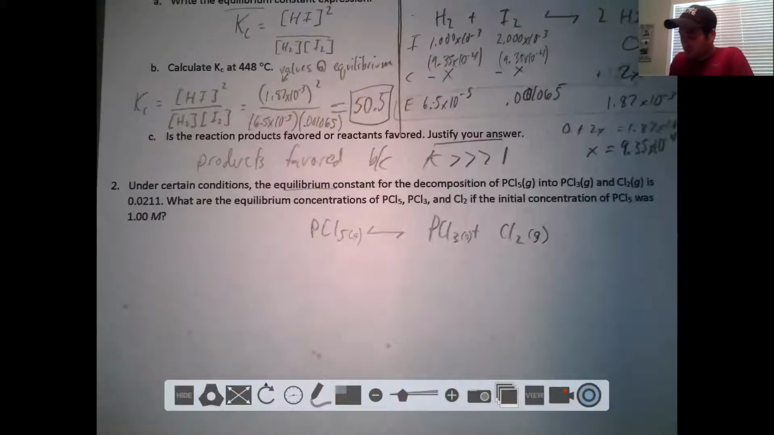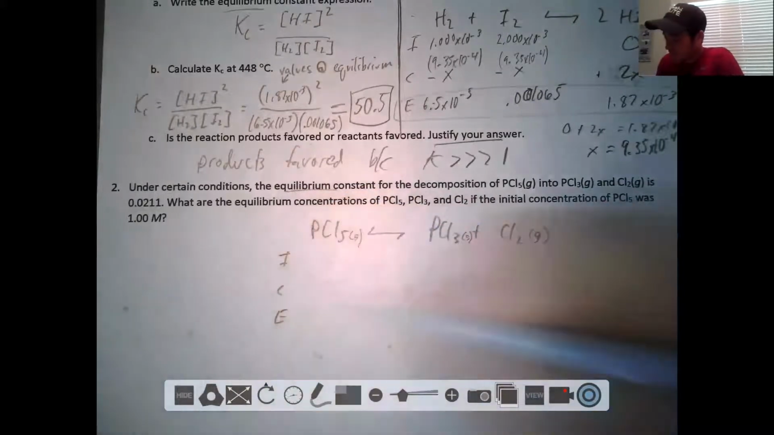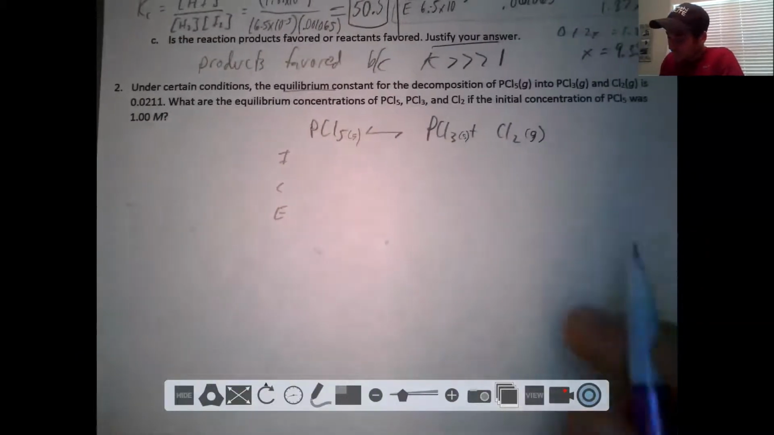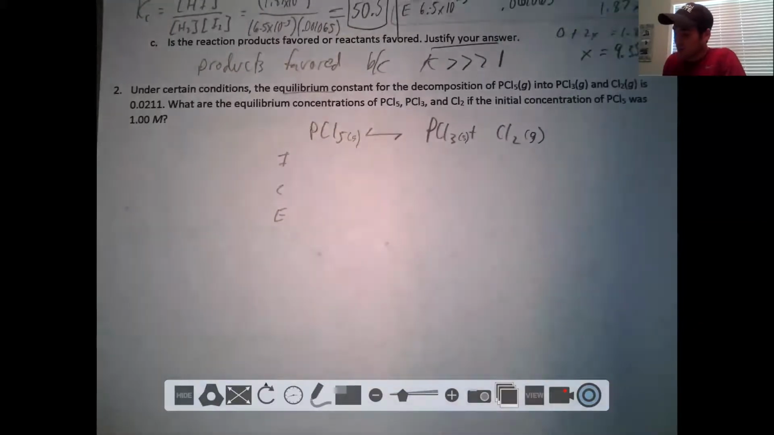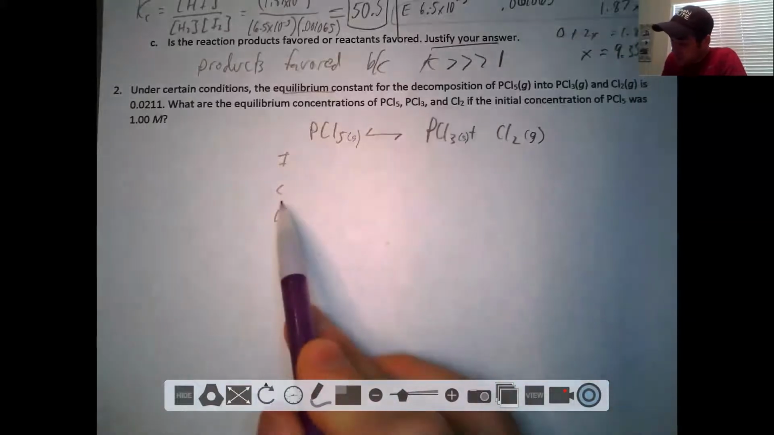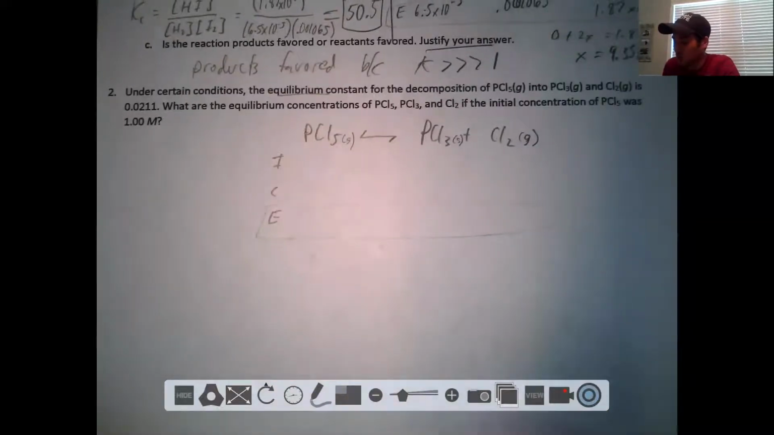So looking here, I know it's equilibrium. I want to make my ice table. I'm also going to write my expression. Let me kind of move this up a little bit. So when we look at solving this, what are the equilibrium concentrations of PCl5, PCl3, and Cl2? So essentially what we're trying to find is what are the values that are going to go in our table right there? What are those values? So let's look at this table and figure out everything that we know.